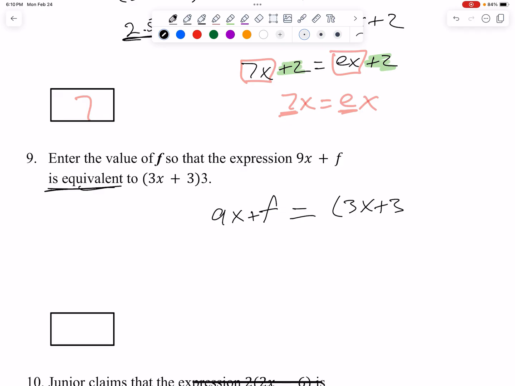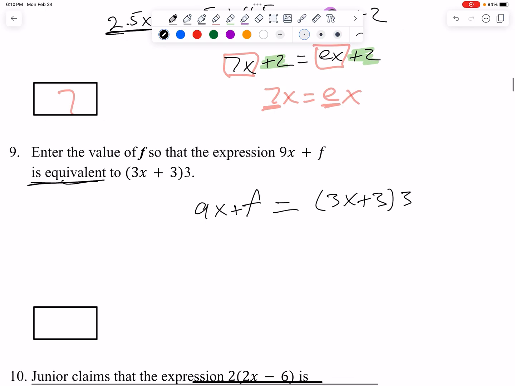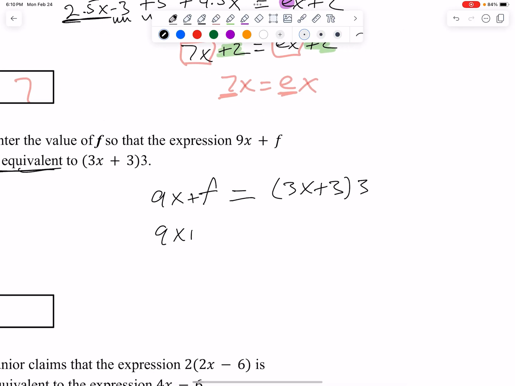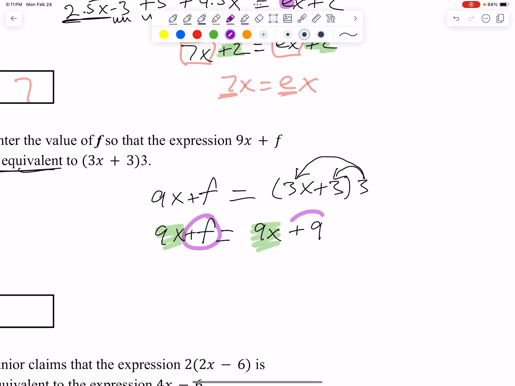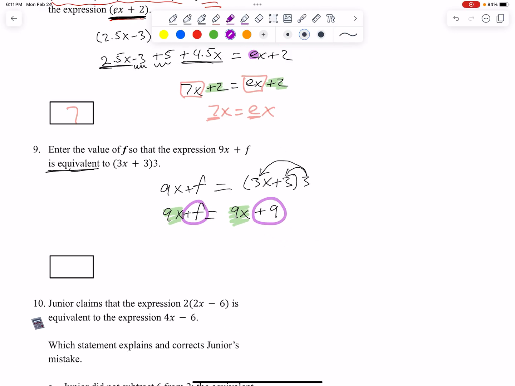So 3x plus 3 times 3. So parentheses on the right side, the left side, nothing happened. Parentheses means I'm going to distribute, so I'm going to multiply to everything inside the parentheses. So 3 times 3 will be 9, and there's an x stuck to it. And then 3 times the 3 with the number is just a 9. So then this is really nice already. 9x and 9x, which means that the f has to just simply be 9. So there it is right there.